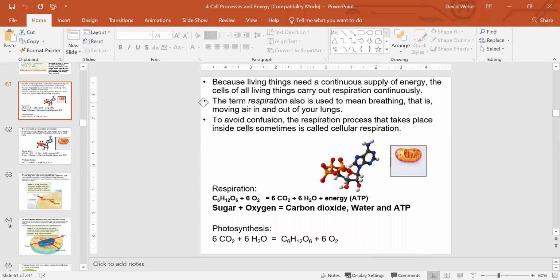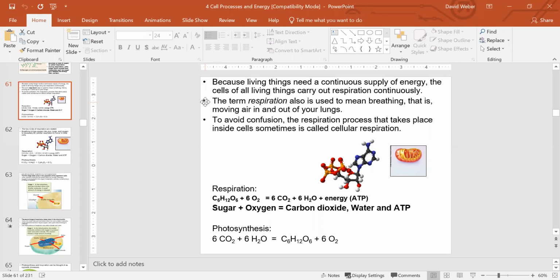Okay, so I want to explain something to you. Respiration has multiple meanings, just like English. There's a lot of meanings for singular words, okay? So the term respiration can also mean breathing with your lungs. Yes, that is respiration. But to avoid confusion, we're going to call it cellular respiration, where it converts sugar and oxygen into energy. We're going to call that cellular respiration.